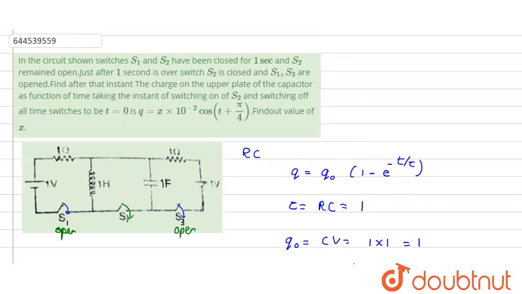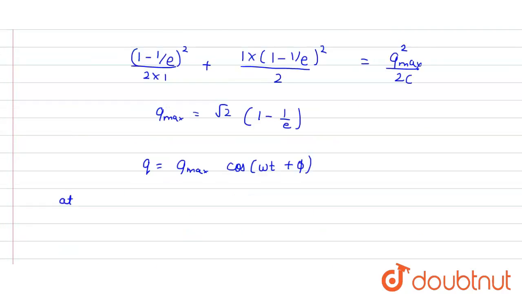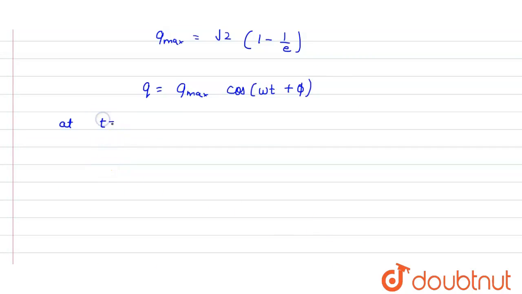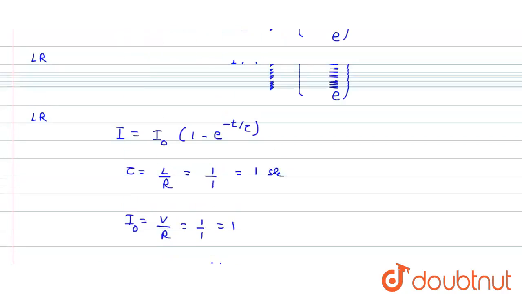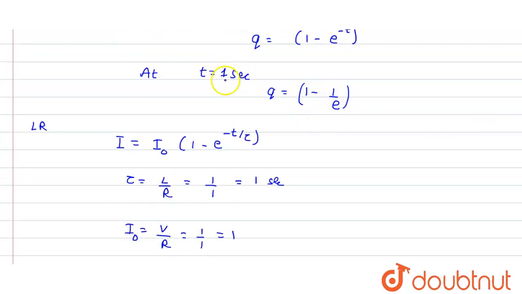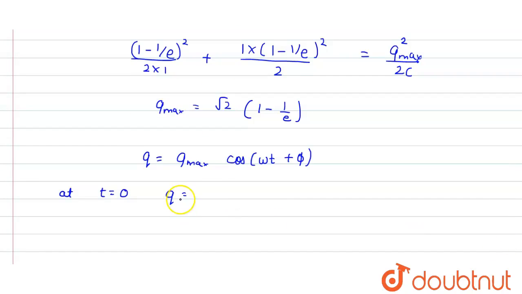It is given in the question that we consider t equals 0 when we have just closed the switch. That means t equals 1 for the initial part would be t equals 0 for the second part. So at t equals 0, what is the value of the charge? We have calculated 1 minus 1 divided by e. So the charge value is 1 minus 1 divided by e.